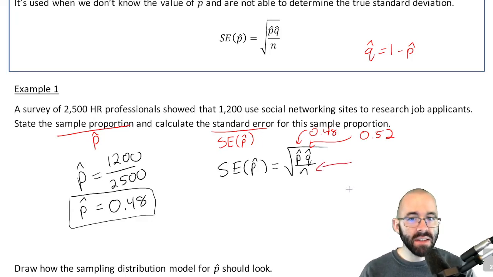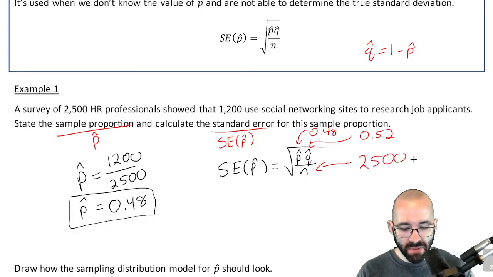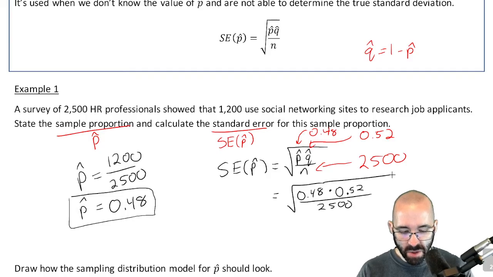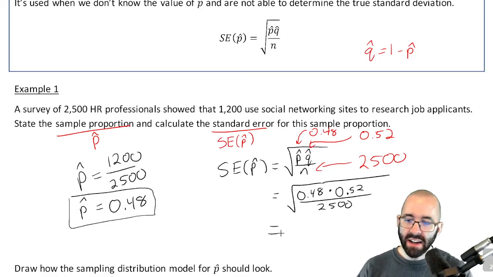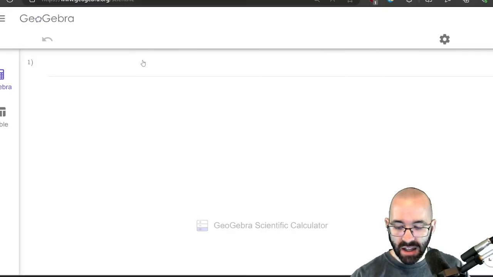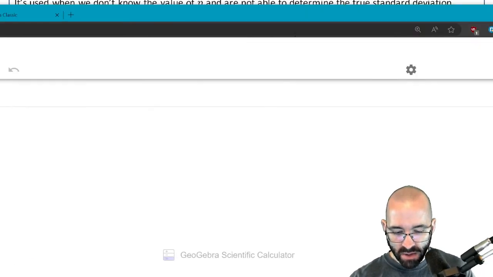What was our sample size? It's not the number who agreed. It's the total number that we asked. Okay? So the sample size will be that 2,500. That's our n. And now we just plug everything in. p hat was 0.48. q hat was 0.52. Divided by 2,500. And we'll type this into a calculator. You can use a handheld calculator. You can use the GeoGebra scientific calculator that's linked on Canvas. Either way, we'll just type this in.